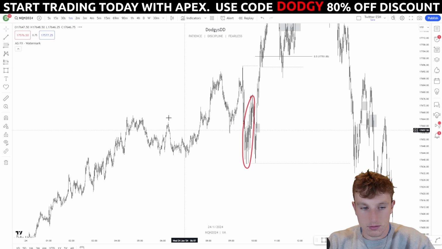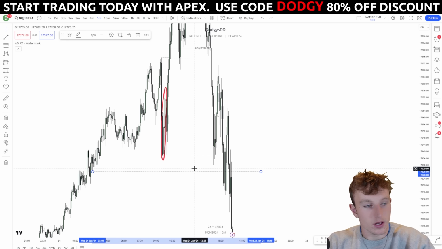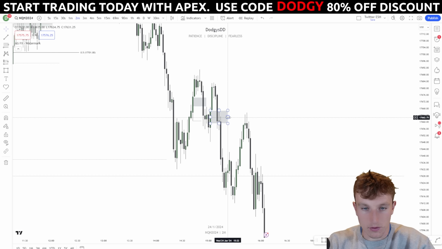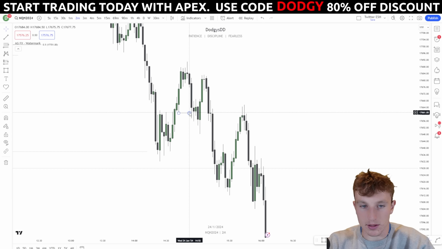However, let me go on the 5-minute chart here. Let me look to the left. What do you see? Equal lows. What does that mean you can do? That means you don't have to wait. You do not have to wait for a 1 minute here. You could take any time frame as long as you're confident in liquidity.